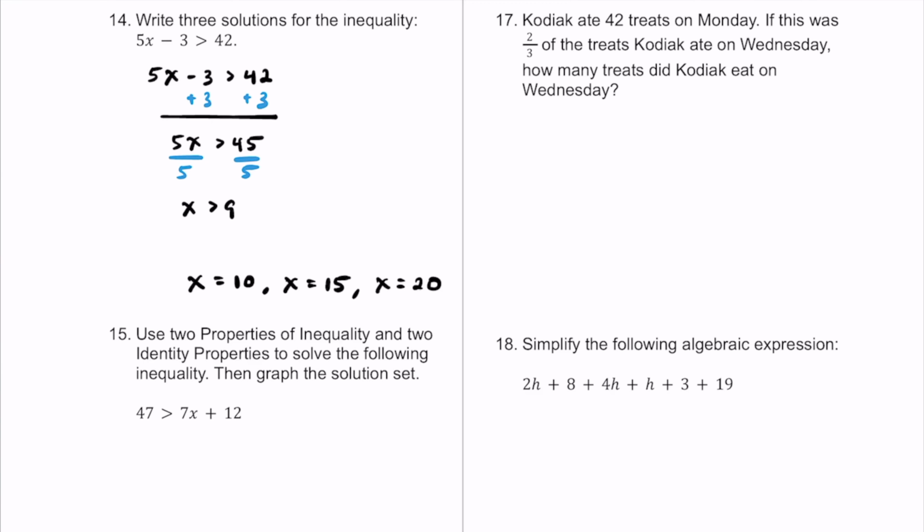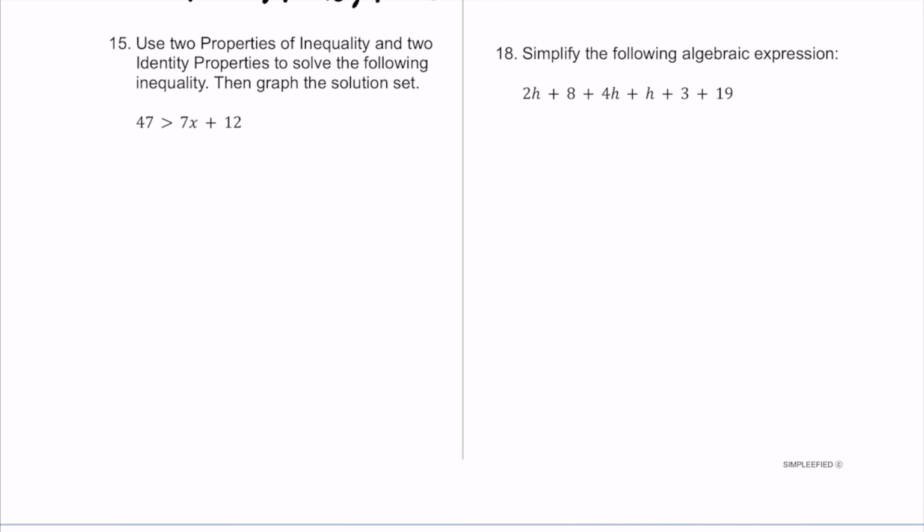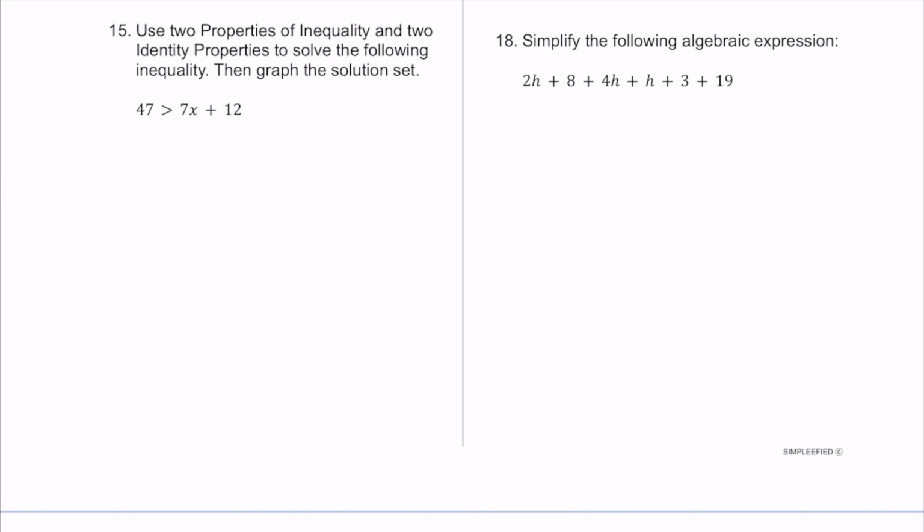For number 15, they're specifically asking us to use some properties of inequality like we just did. So you didn't have to earlier, but it helps us get the solutions more efficiently. So let's go ahead and get x alone. I'm going to start by using the property of inequality and subtract 12 from both sides. If we do that, then this 47 minus 12 is going to be 35. 35 is going to be greater than this 7x.